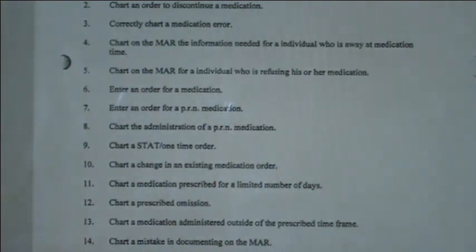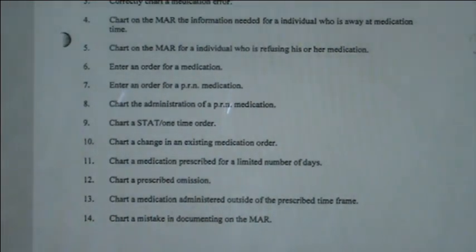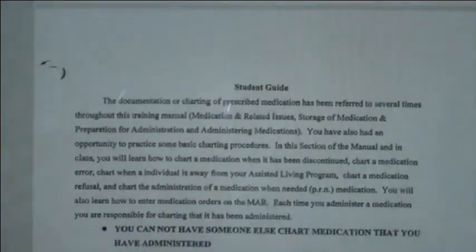Enter an order for medication, enter an order for PRN medication, a start medication, chart a change in an existing medication order, medication prescribed for a limited number of days. For example, the doctor says take amoxicillin for infection just for 5 days or for 10 days. You have to know how to set it up. Medication administered outside of the prescribed time frame, mistake in documenting on the MAR. So there are so many things that could happen, and you have to know what to do.